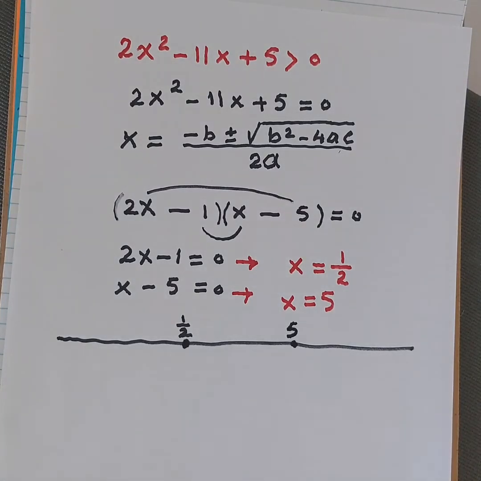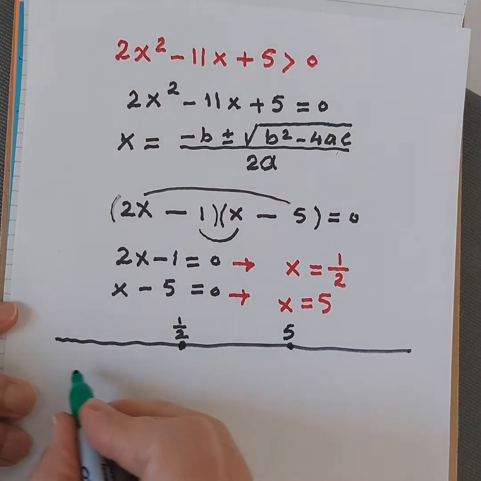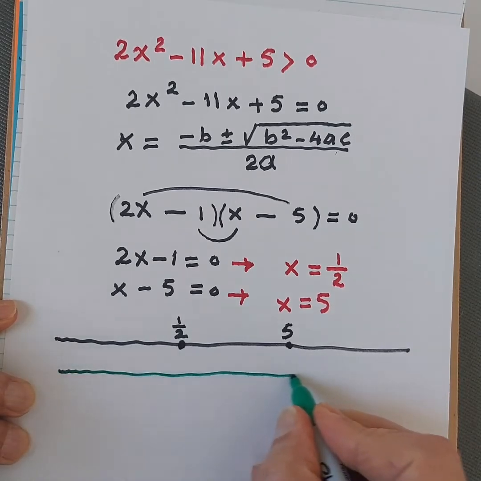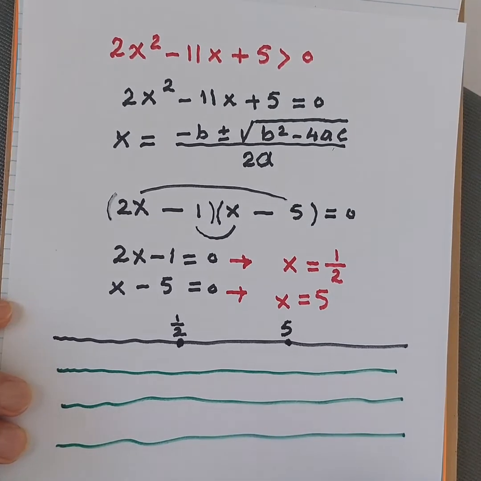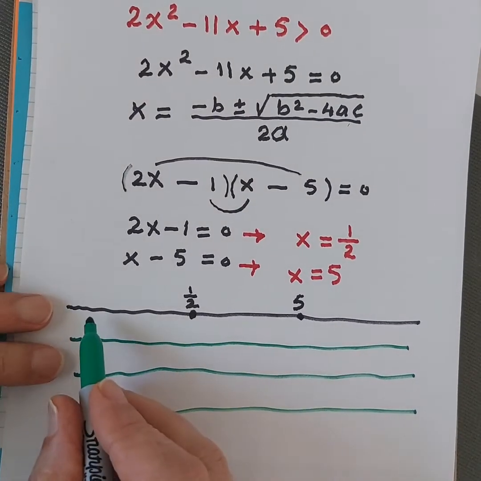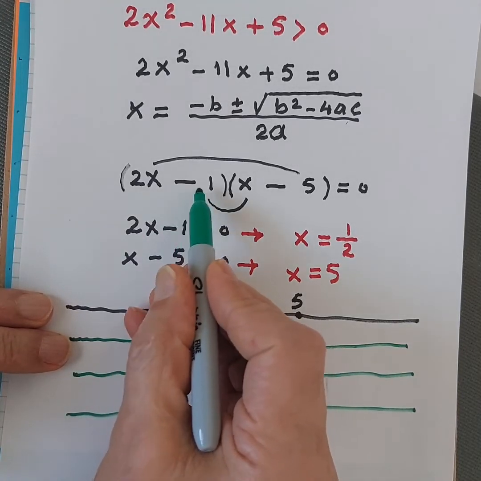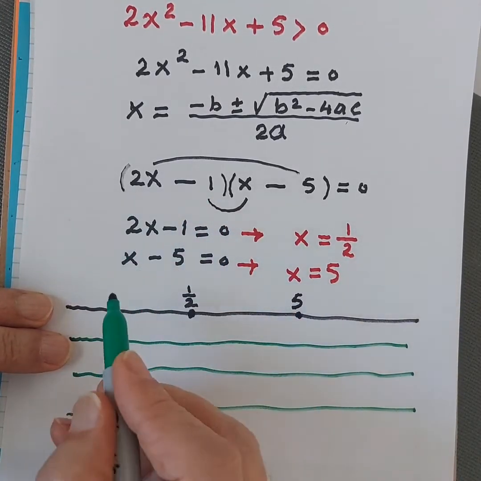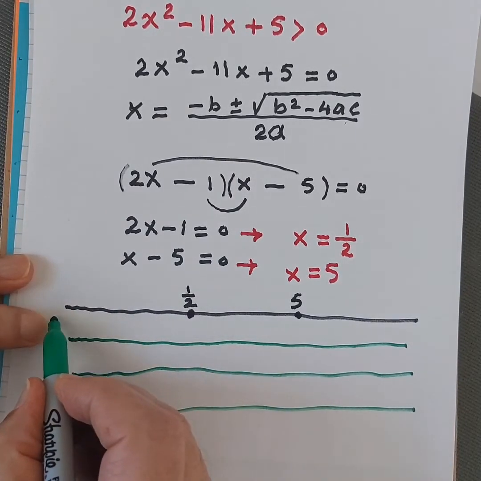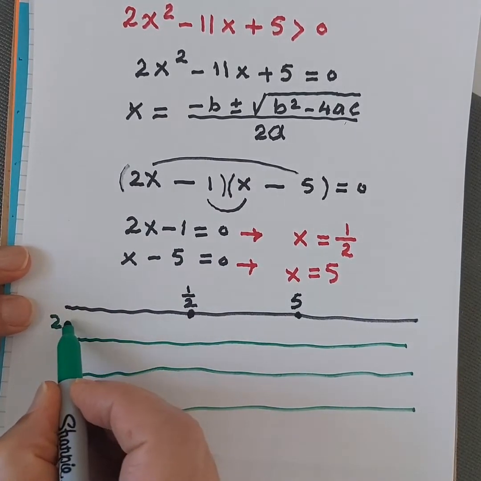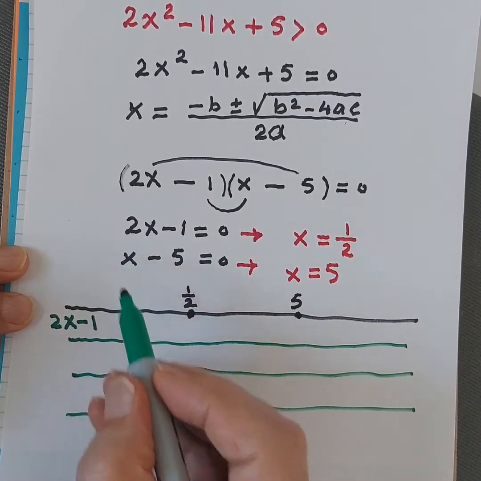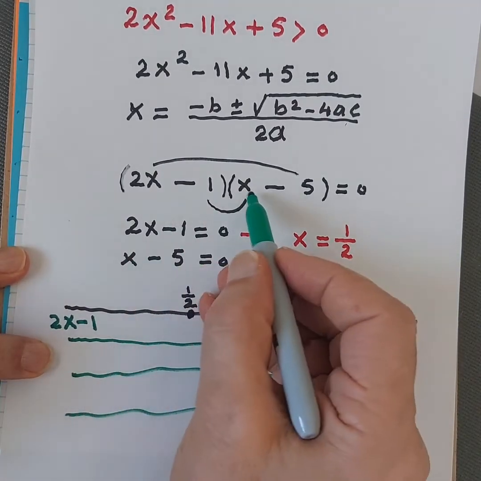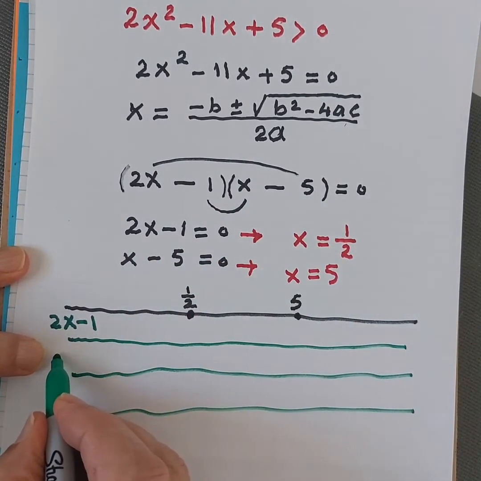Now make 3 places with the 3 lines, this line, this line, and this line. The first one will be for the first factor here, which is 2x minus 1. The second line for the second factor, which is x minus 5.